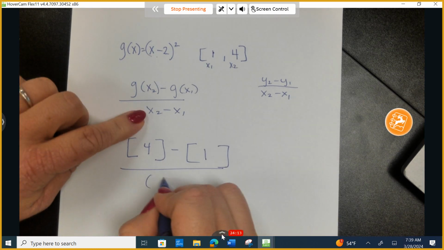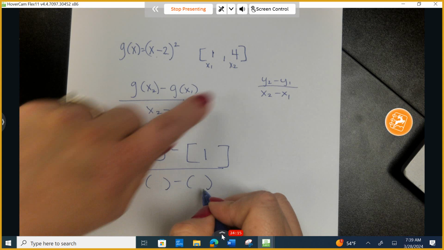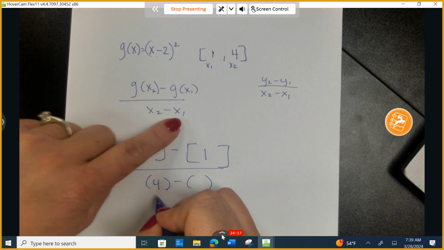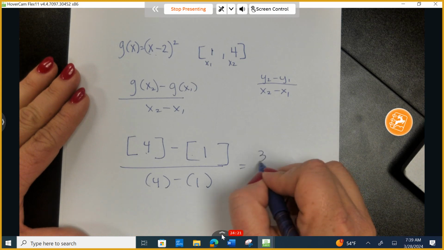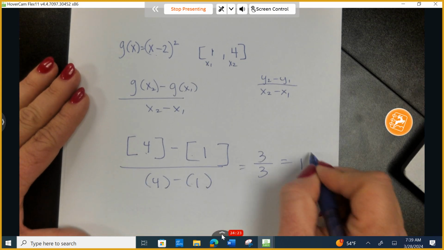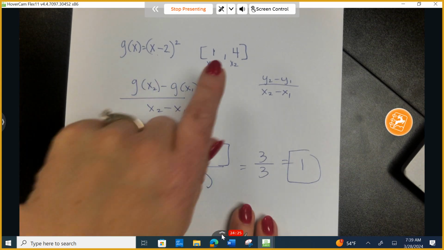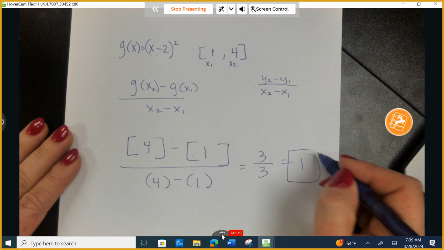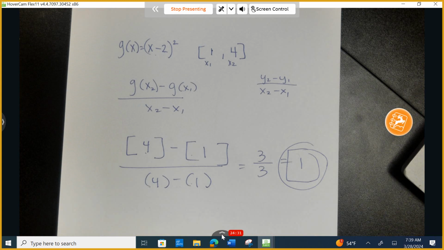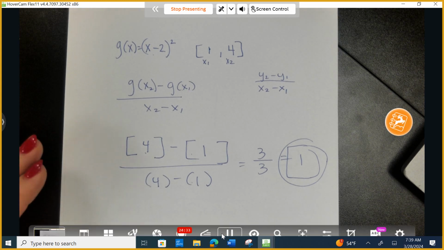On the bottom, I have x sub 2, that's 4. Subtract x sub 1, that's 1. So 4 minus 1 is 3. This means if we graph this between 1 and 4, including those points, the average rate of change between those points is 1. It's going up at a rate of 1 over 1.